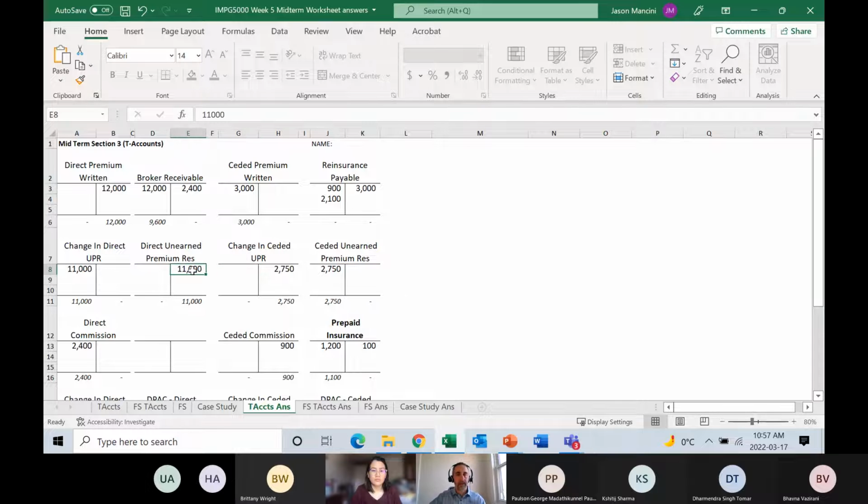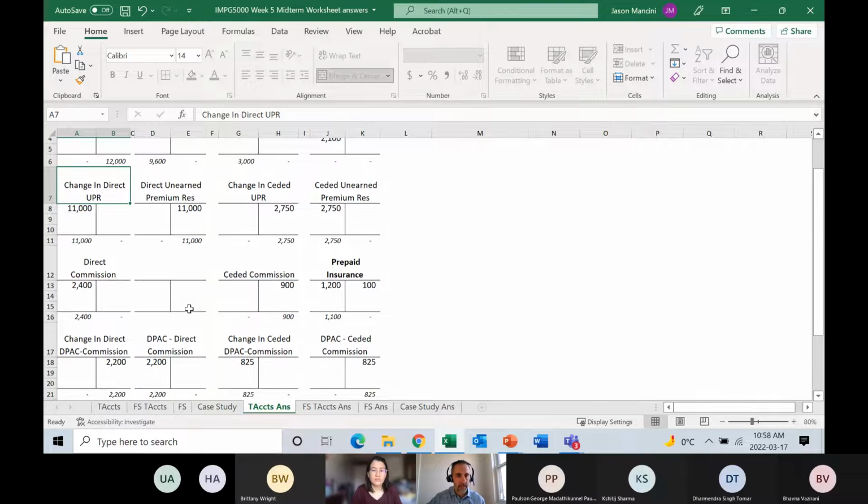Again, if it's a liability, we want a credit. And if it's an asset, we wanted a debit in the reserve accounts. And the offset is the change in accounts. So I don't want to spend too much time on that because everyone did very well on this one for the most part.